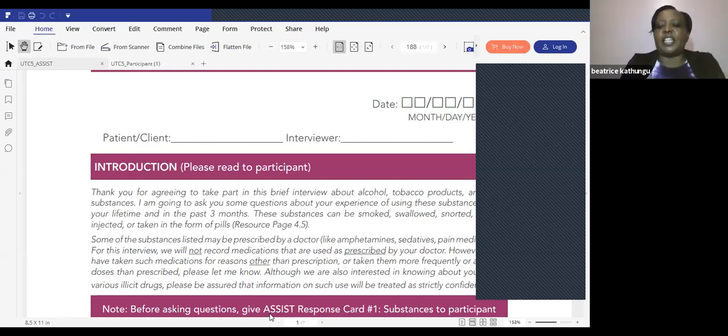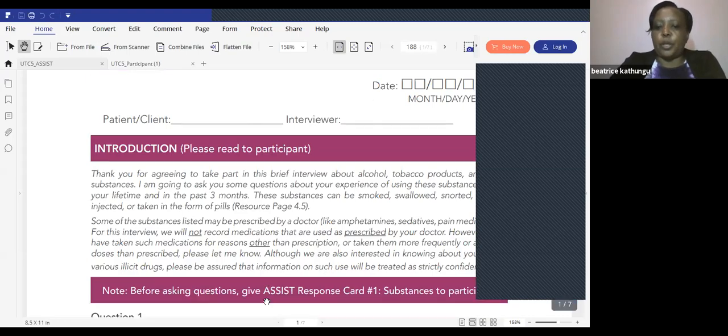So now we are beginning the test itself. You see, we have welcomed the client. We've explained the purpose of the interview. We have told them what it will be about. We have also introduced them to the response cards that we shall be using from time to time with them. Now it's time to go to the actual questions.